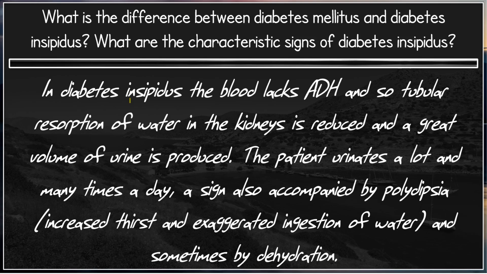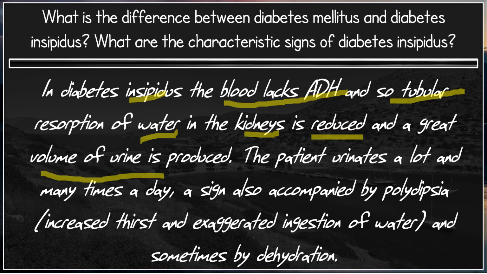In diabetes insipidus, blood lacks ADH, and so tubular reabsorption of water in the kidney is reduced. A great volume of urine is produced. The patient urinates a lot and many times a day, a sign also accompanied by polydipsia, an increased thirst and exaggerated ingestion of water, and sometimes by dehydration.